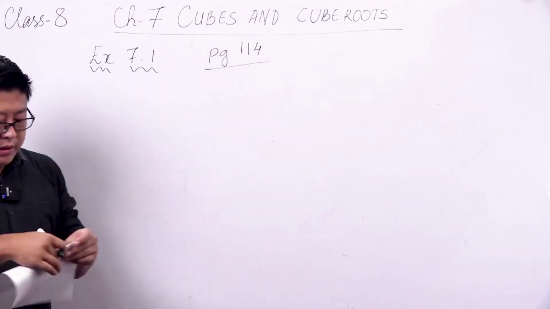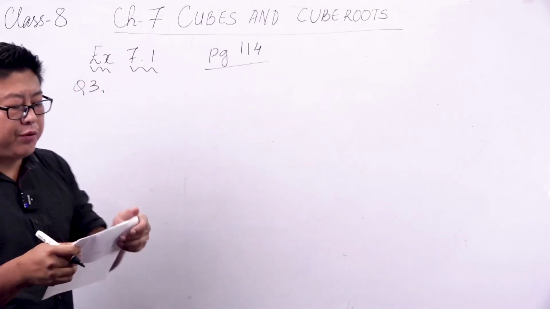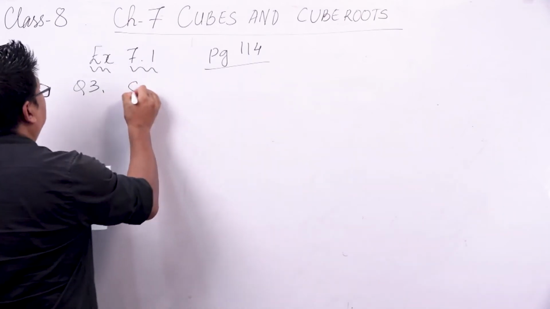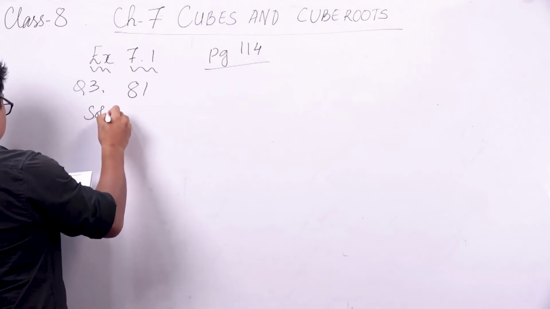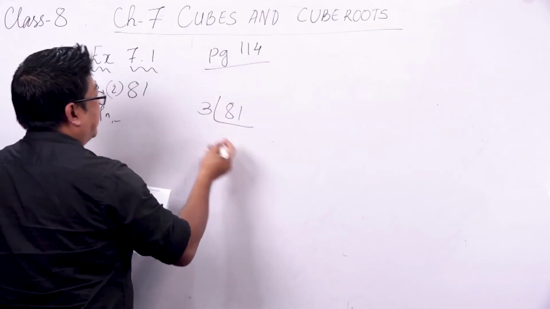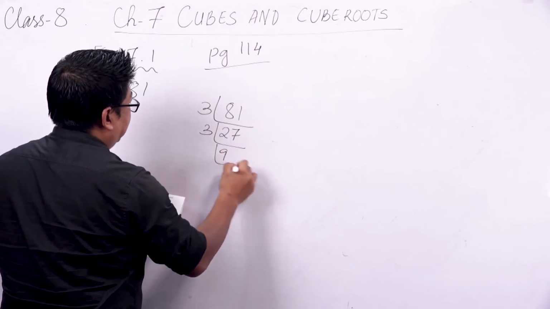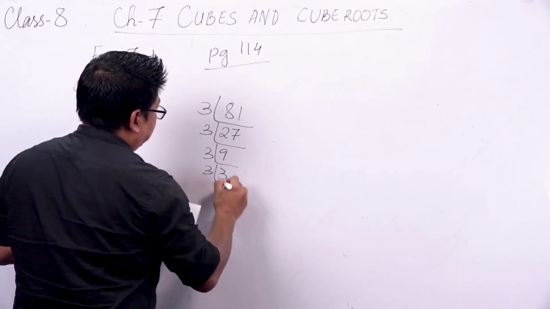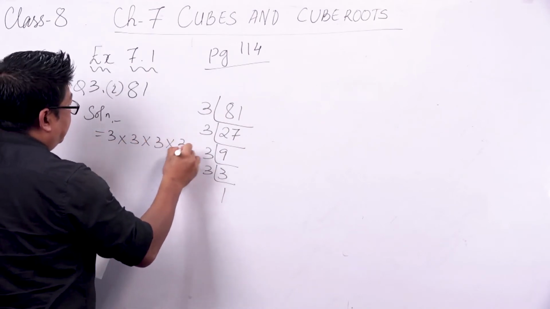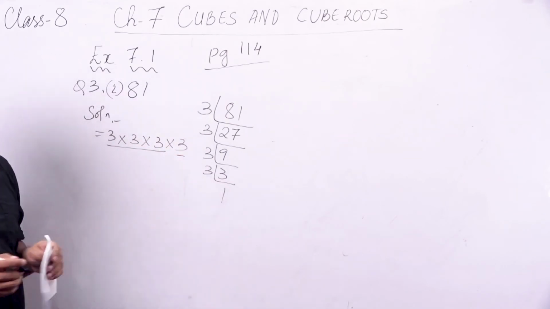Question number 3. Find the smallest number by which each of the following numbers must be divided to obtain a perfect cube. Now we have 81. This is question 1. Let's factorize. 3 into 27, 3 into 9, 3 into 3, 3 into 1. We have 3 into 3 into 3 into 3. We have a triplet of 3's here. This is the extra 3.